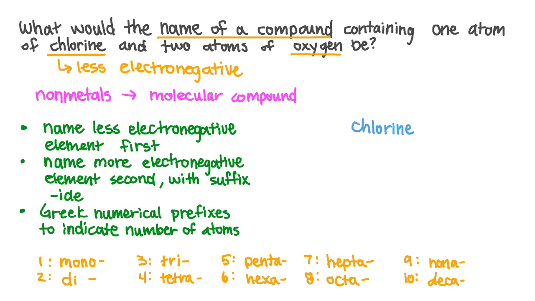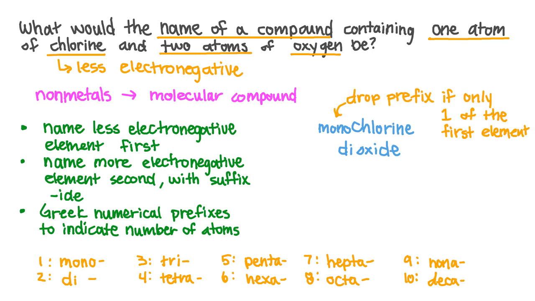Chlorine is less electronegative than oxygen, so we'll name it first, followed by oxygen. But we'll have to replace the end of its name with the suffix IDE. Finally, we'll use Greek prefixes to indicate the number of atoms. We have 1 atom of chlorine, which corresponds to mono, and 2 atoms of oxygen. But by convention, we drop the prefix if there's only one of the first element. So we would drop the mono, leaving us with chlorine dioxide.